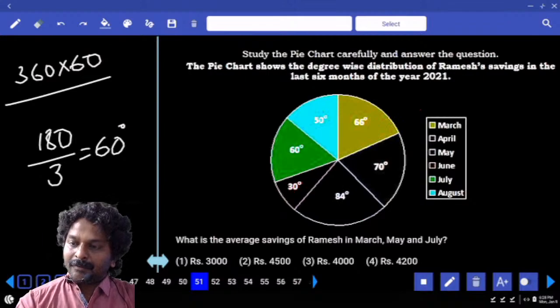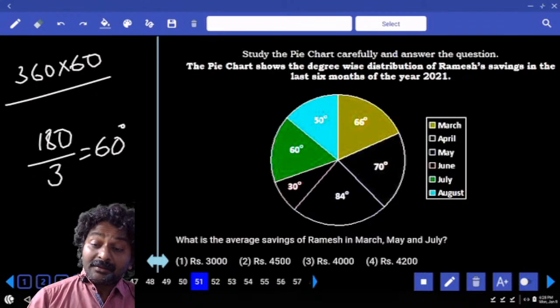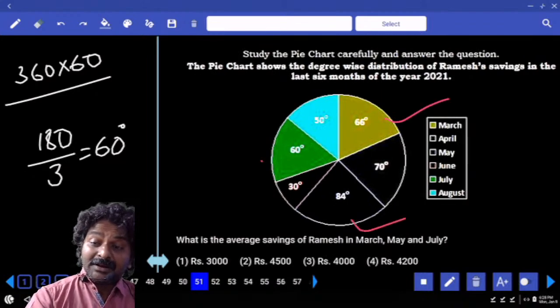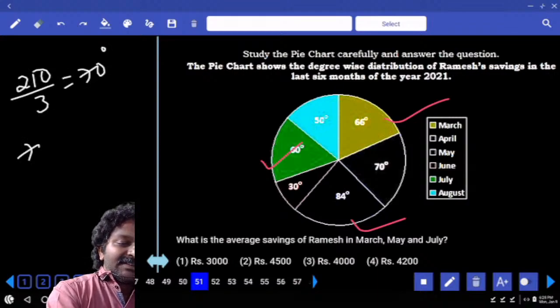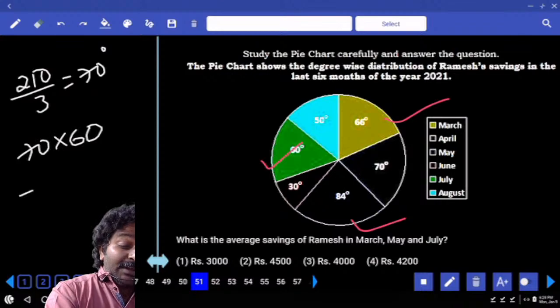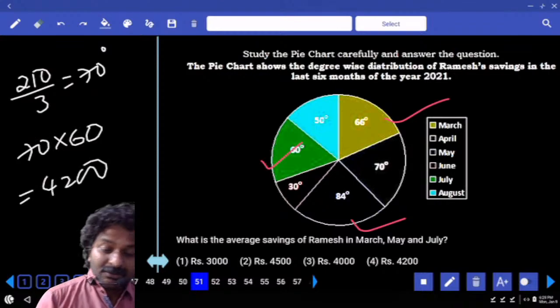3600. March, April, July, which is 210 by 3, which is 70 degrees. 70 degrees in the sense 70 into 1 degree value, which is 4200. Next.